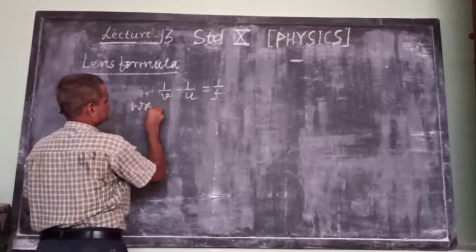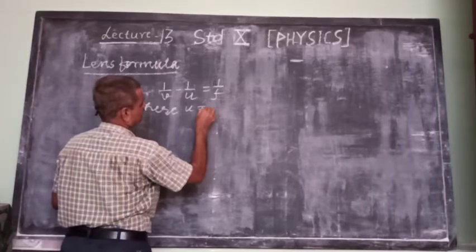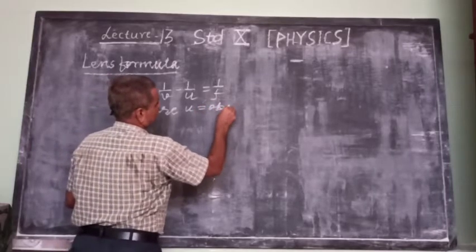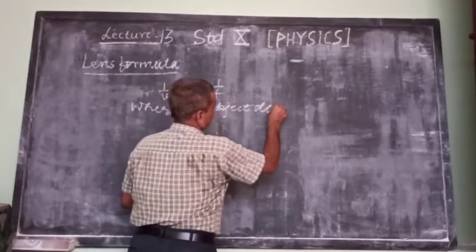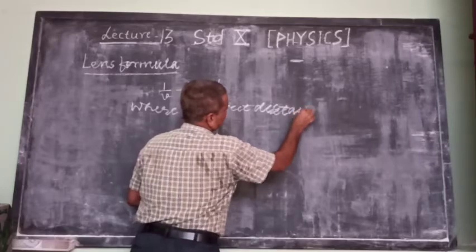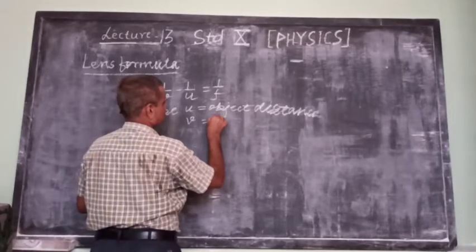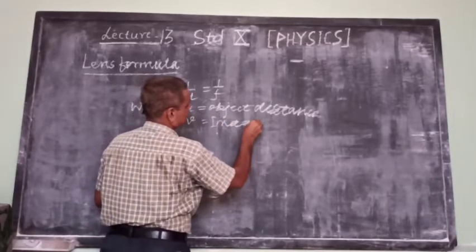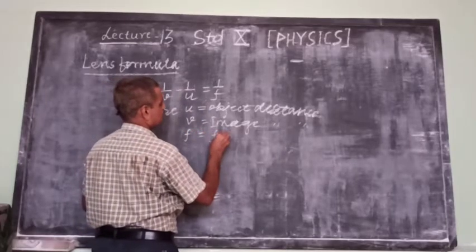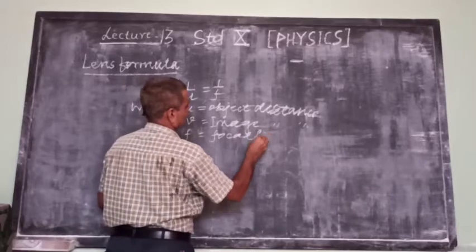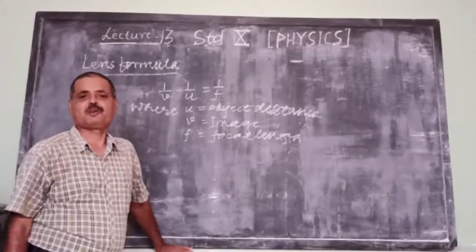Where all the terms are well known to all of you. After all, u means object distance, v means image distance, and f is focal length. This is your lens formula.